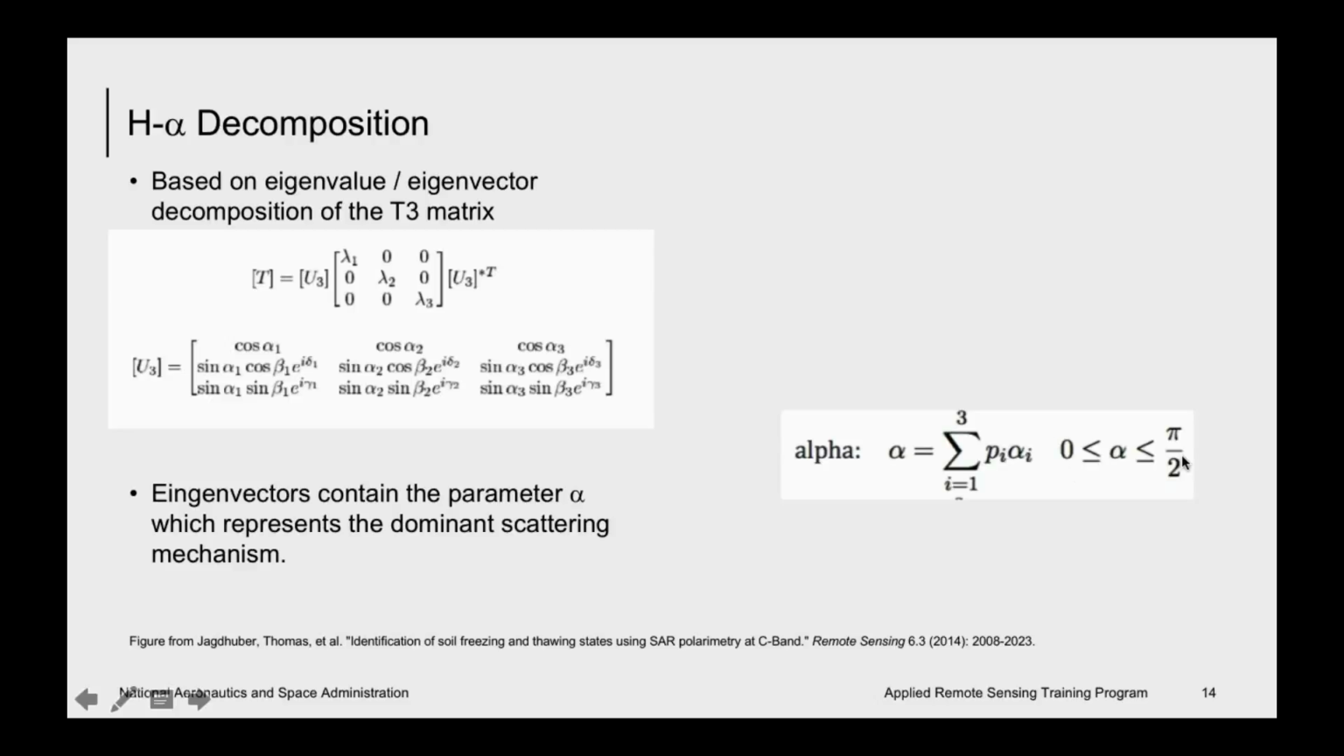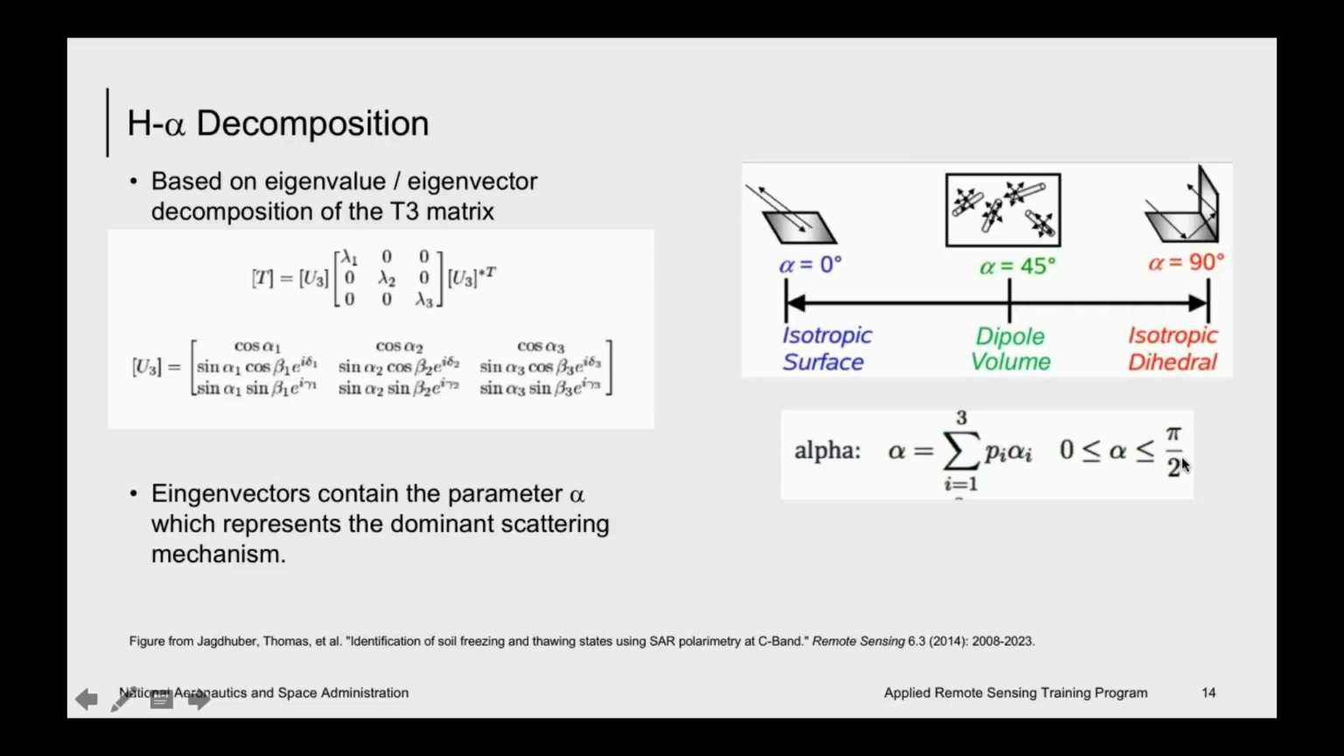It ranges from 0 to 90 degrees. And this is what it represents. So alpha angle closer to 0 means we have a surface. You have surface scattering. As you get closer to 45, you have volume scattering. Volume scattering sometimes is referred to as dipole because volumes or elements like canopies are usually modeled as dipoles. Dipoles are cylinders, so canopies can sometimes be modeled by several cylinders, randomly oriented. And then at 90 degrees, we are approaching a dihedral scattering, which is double bounce, which is again what you would see in buildings.